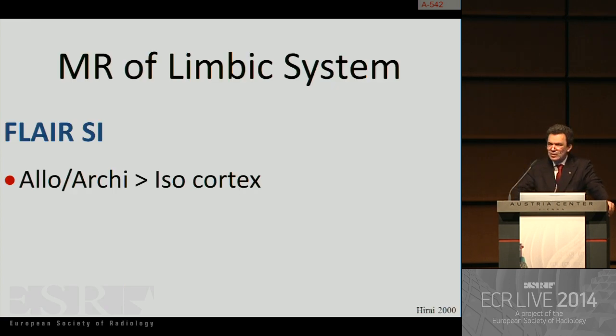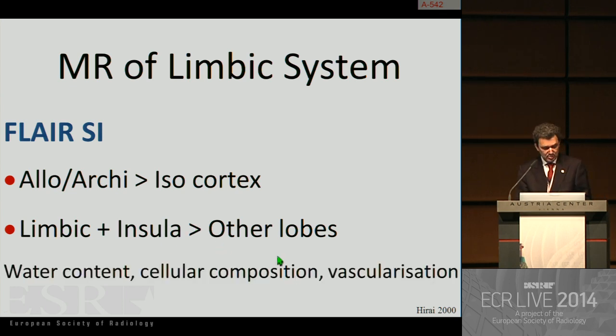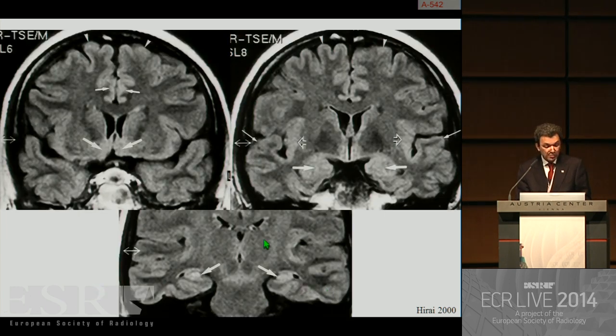We can see actually on the FLAIR images differences, and we can identify aspects of the limbic lobe or system, because the signal intensity on the FLAIR of the allo and archicortex is higher than that of the isocortex. That was shown some time ago. So in other words, limbic lobe and insula have a higher signal than the other lobes. It seems that this should be related to the water content or cellular composition or vascularization. It's obviously not very clear.